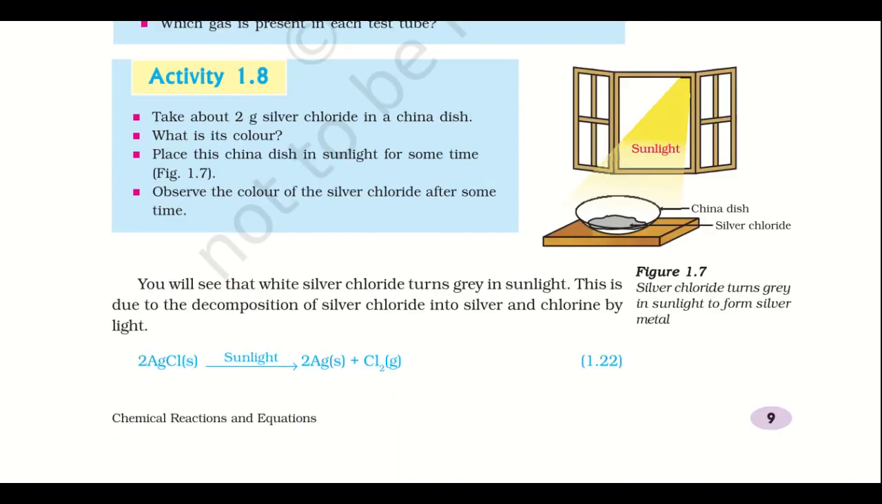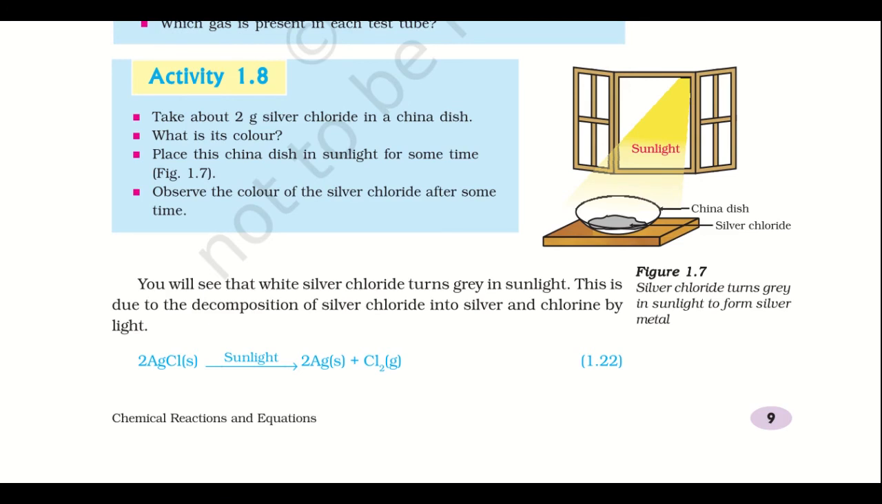In activity 1.8, the experiment is done with silver chloride, which is left over in a china dish. We have to observe the color and place the china dish in sunlight. After keeping it in sunlight for some time, we again observe the color of the silver chloride. You will see that the white silver chloride turns gray in sunlight, and this is due to the decomposition of silver chloride into silver and chlorine.